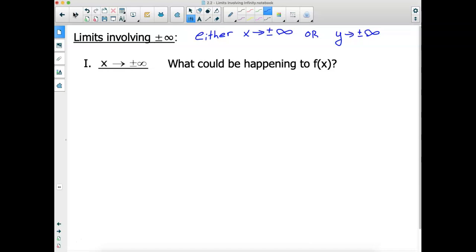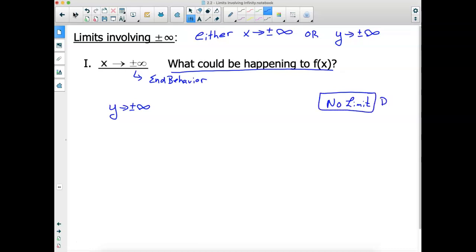As x goes to plus and minus infinity, remember, that is end behavior. Knowing that, what could be happening to the function as x gets super, super big? There's really only two things that could happen. As x gets super, super big, y gets super, super big. That could happen, and in that case, there is no limit. Limit does not exist.